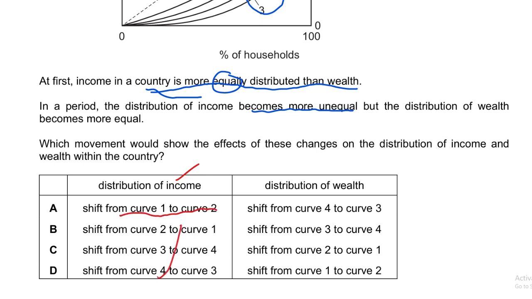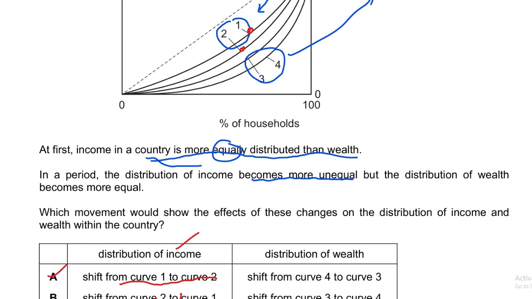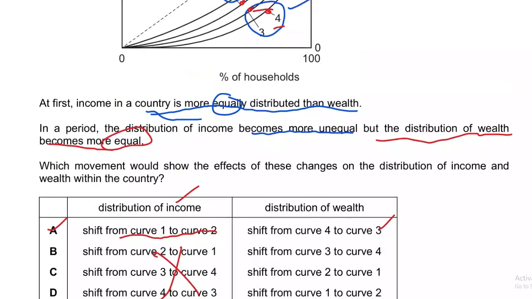There is no other option that shows movement from 1 to 2, so we need not consult other options because we have already shortlisted it. And what should happen to the distribution of wealth? It says the distribution of wealth becomes more equal, right? More equal means we will move towards the 45-degree line. So movement from 4 to 3 is getting closer to the 45-degree line. So 4 to 3 will be a more equal distribution of wealth. So option A is the correct answer.